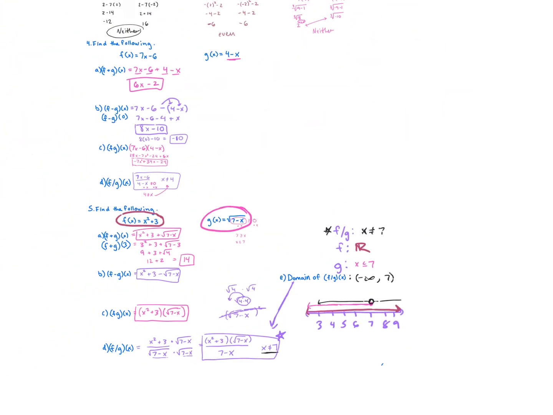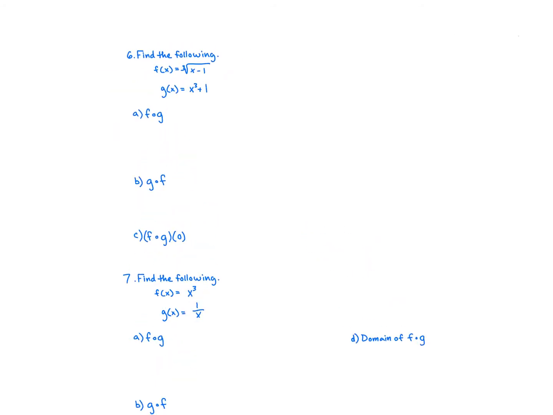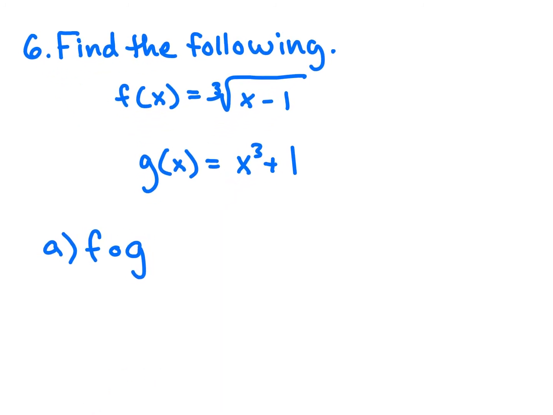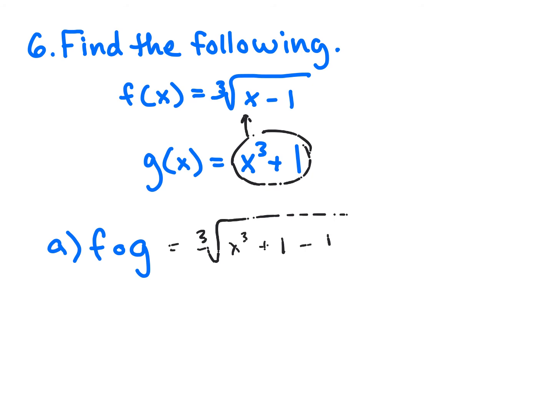Let's do another one. We can do our composition functions here, f of g and g of f. So for f of g, we take g and plug it into f. So this is going to be the cube root of x cubed plus 1, minus 1. So I took my whole g of x and plugged it into f of x.